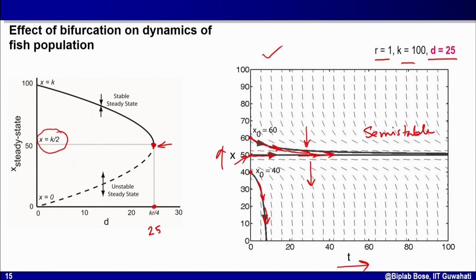So this example explains how the bifurcation plot in combination with the direction field tells me how a particular parameter affects the steady states, possible steady states, and the dynamics around the steady state for a particular system.